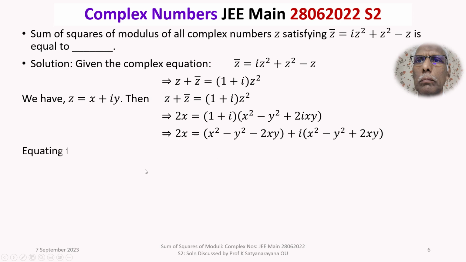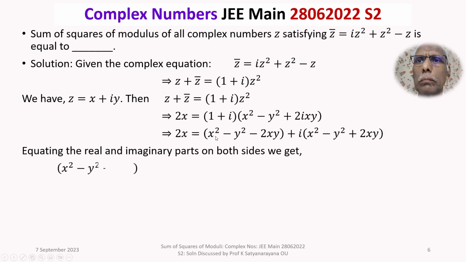So equating the real and imaginary parts, we get the first one: x² − y² − 2xy = 2x, that's the real part. The imaginary part is x² − y² + 2xy = 0, as on the left hand side we don't have an imaginary part. Let's call this the first equation, and the other the second equation.